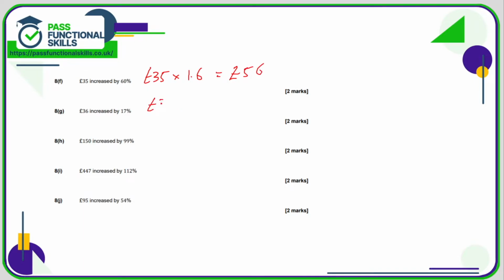G is going to be 36 times by 1.17, which is £42.12. H is 150 multiplied by 1.99, which is £298.50. This is a tricky one.